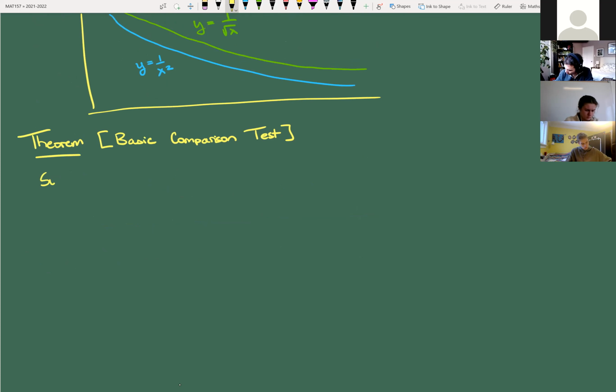So suppose f and g map from a to infinity to R. Do I need to assume they're integrable? No, I don't. No, I should. Yeah. Are integrable.